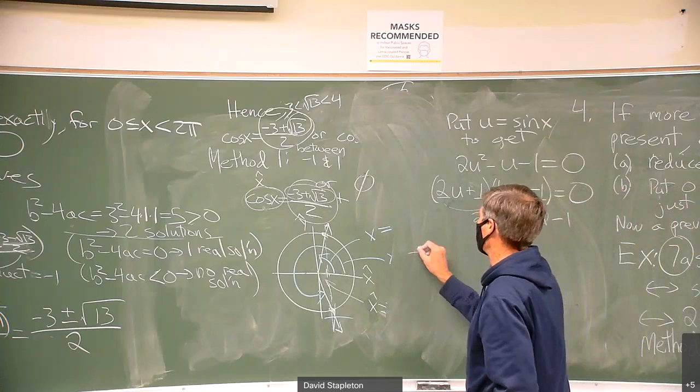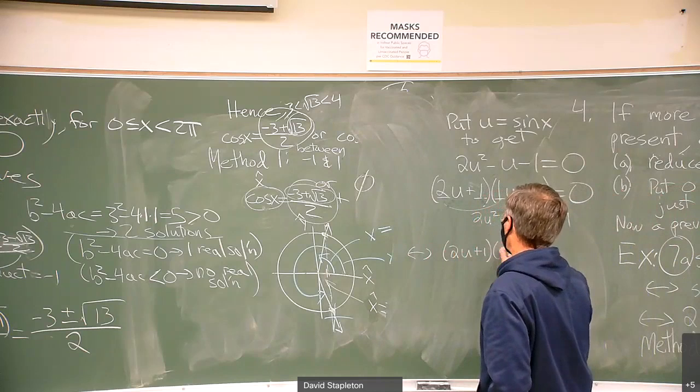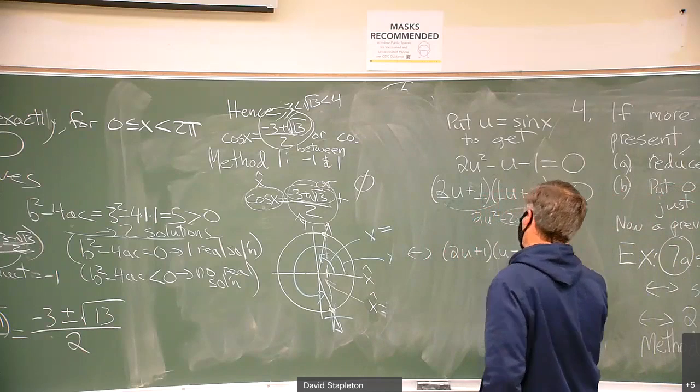All right, I'll clean this up just a little bit. You don't have to write another step. It's 2u plus 1 times u minus 1 equals 0. Same thing.